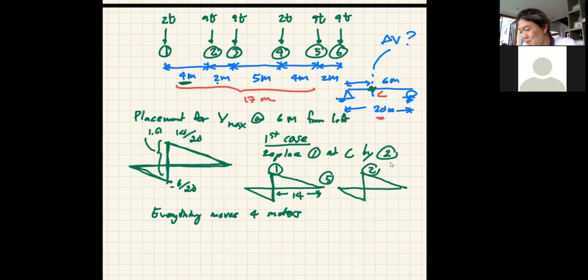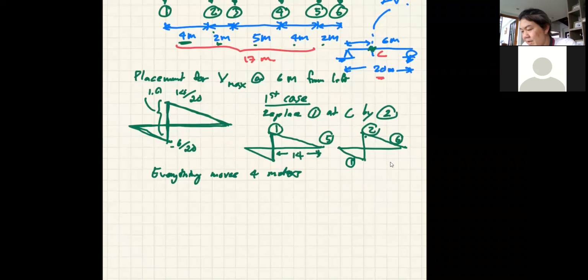Okay, so when we move everything to the left, so that load number 2 replaces load number 1 here at C, because load number 2 is here, and then this is 2 meters plus 5, that's 7, that's 11, so that's 13. Load number 6 is 13 meters away from load number 2. So this movement will cause load number 5 and 6 to appear on the beam. And load number 1 is now down here. So how do you like that? Now it creates more trouble for you.